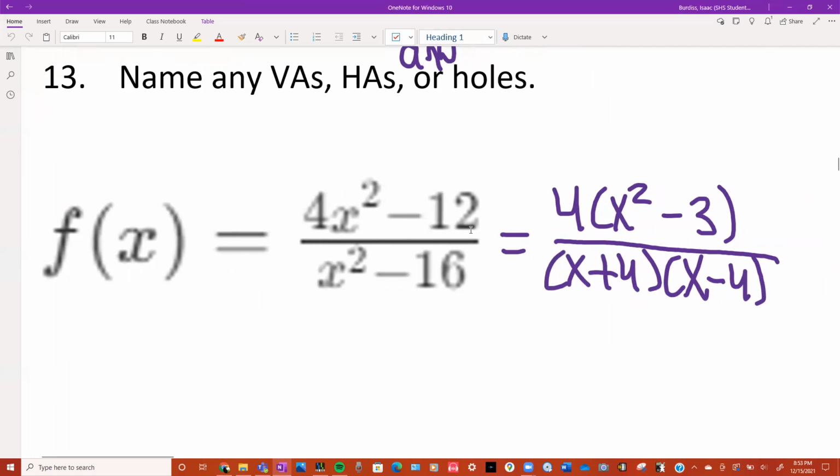And remember, vertical asymptotes are if there's something in the denominator that doesn't cancel out with the numerator. Well, there's 2 vertical asymptotes, see? Because there's 2 things. To see that x plus 4, x minus 4, those are 2 things, and they don't cancel out with the numerator. So actually, there's nothing that cancels out, so there's no holes.